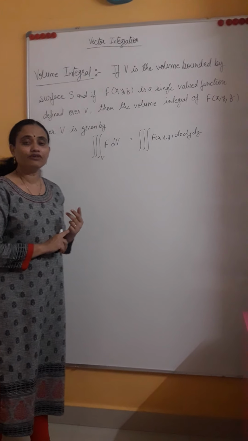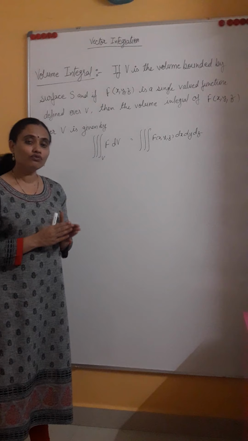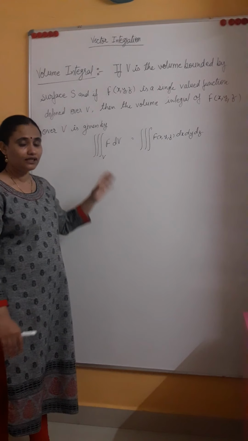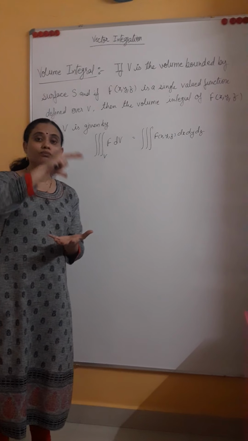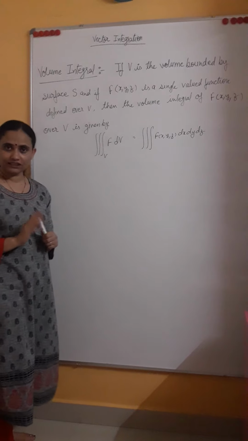So the volume integral is three-dimensional, the surface integral is two-dimensional, and the line integral is one-dimensional. In a line integral we move along the curve. In a surface integral we move over the region bounded by the curve, and in a volume integral we move along the volume bounded by the surface. I hope these three definitions are clear.